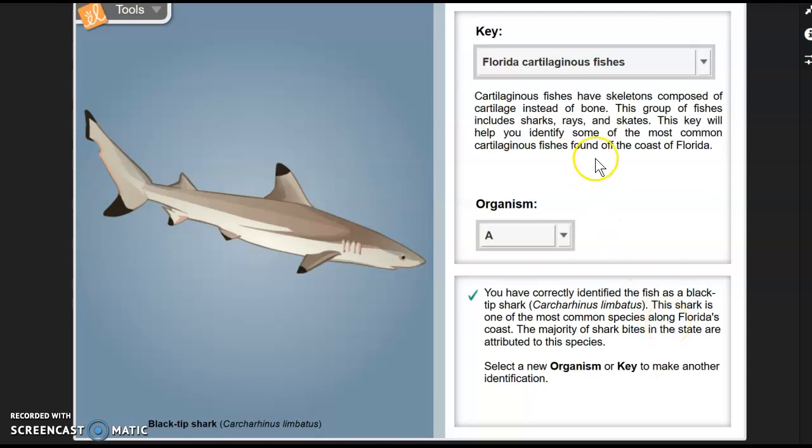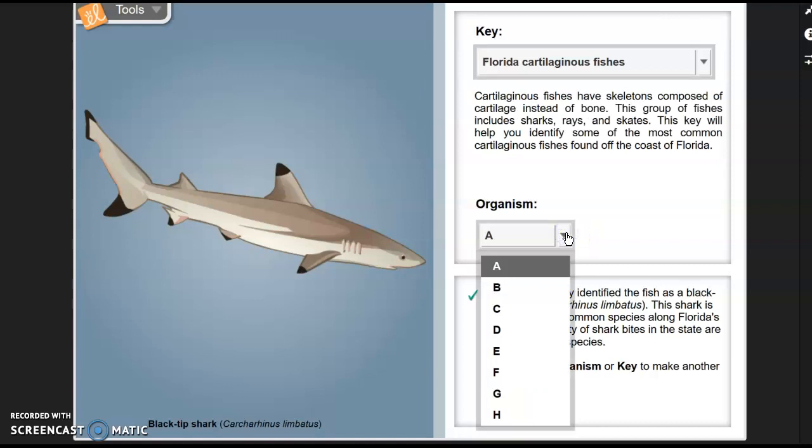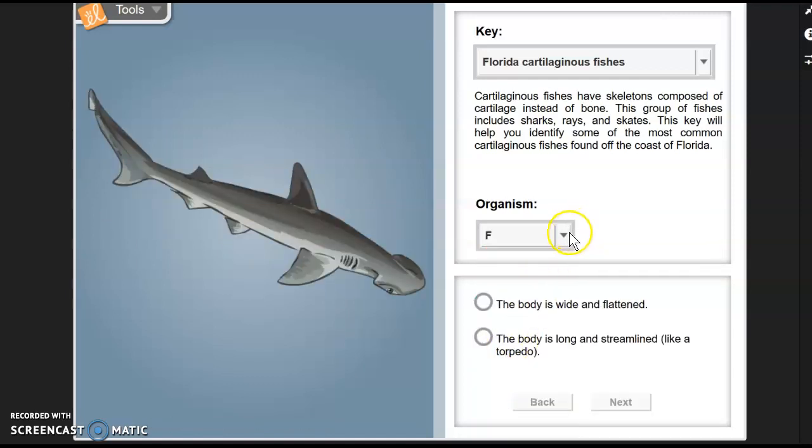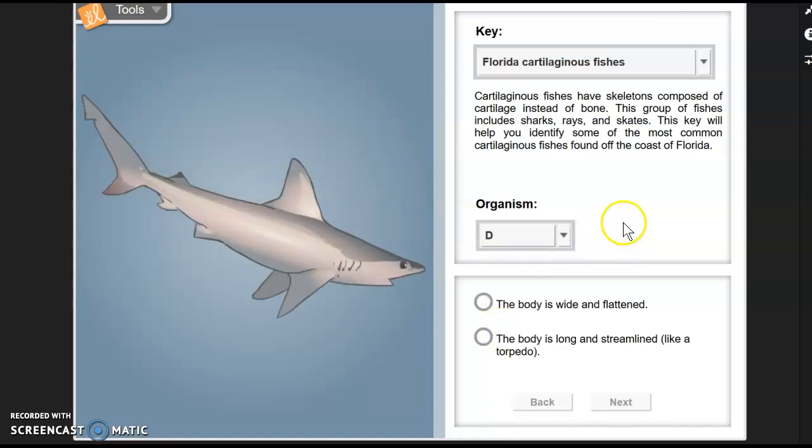Now, you'll be able to do this once again with all of these categories: albatrosses, buttercups, snakes, evergreens, and Florida fish. You're going to have a choice of 6 different organisms, and even more with the Florida fish. You've got 8 different fish here. So you're going to be able to check out each one of these and learn what the identifying characteristics are of these organisms. This is a really fun, cool application of what we were talking about, of how to narrow down categories of living things by their characteristics.